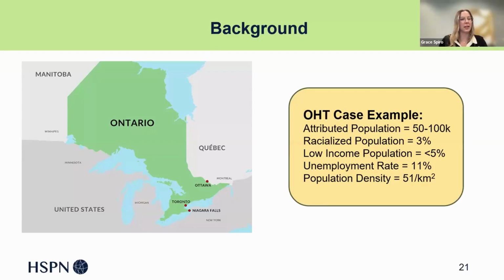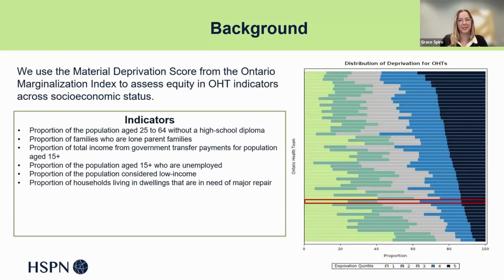Overall, this is an OHT with an attributed population of between 50 and 100,000, majority Caucasian, higher income, in a largely rural catchment. To further illustrate the relative socioeconomic status of this particular OHT, here we have all of the OHTs ranked by material deprivation, which is a combined socioeconomic status indicator using the indicators shown on the left-hand side of the screen. What you're seeing in this graph is that each row represents a different OHT, and they are ranked by the proportion of their OHT that falls in the most deprived catchment.